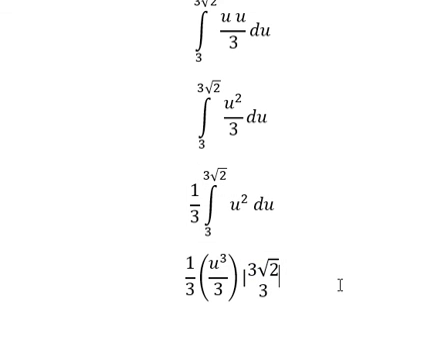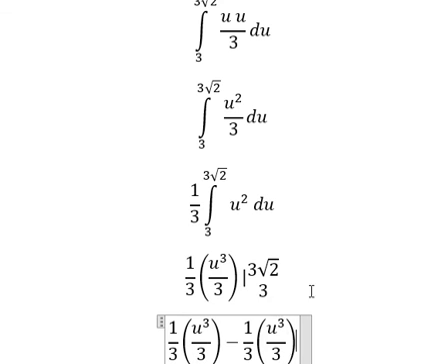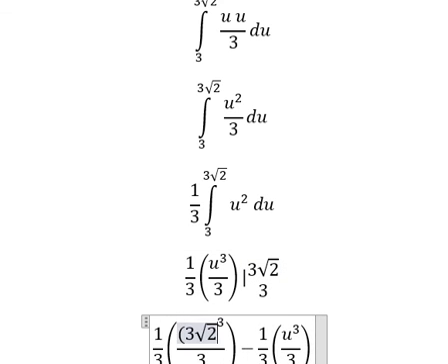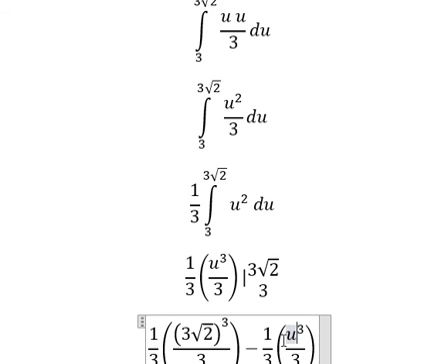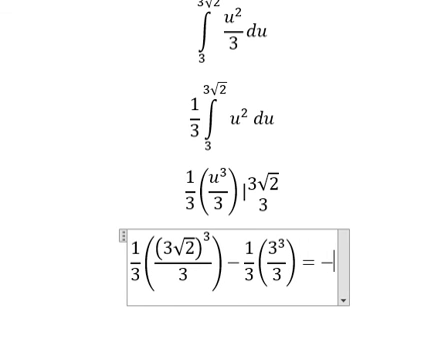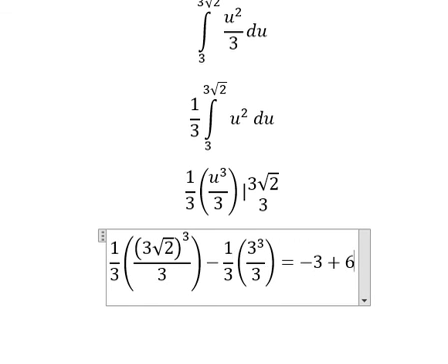And now we have the final answer. So we put the bounds in here, and 3 in here. We calculate this one, and we get negative 3 plus 6 times the square root of 2.